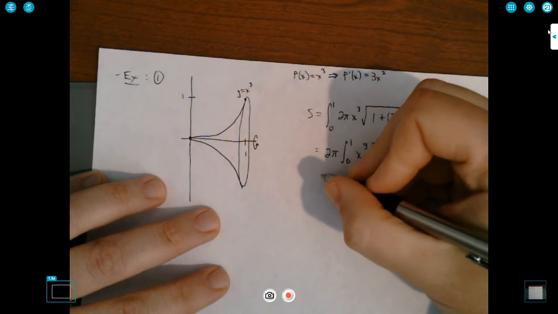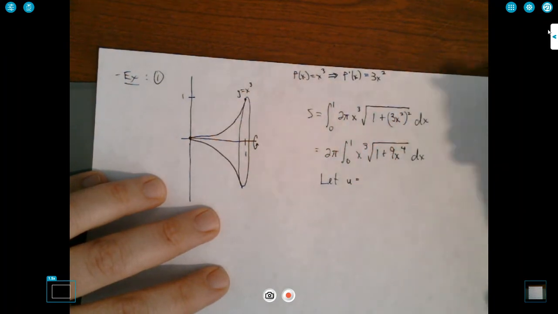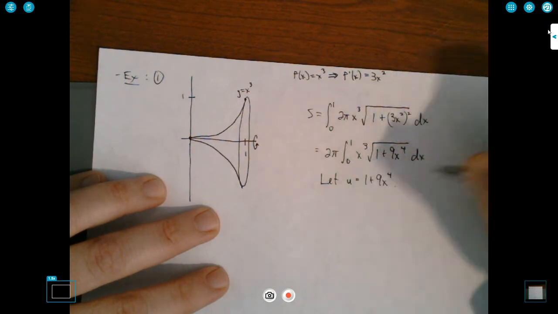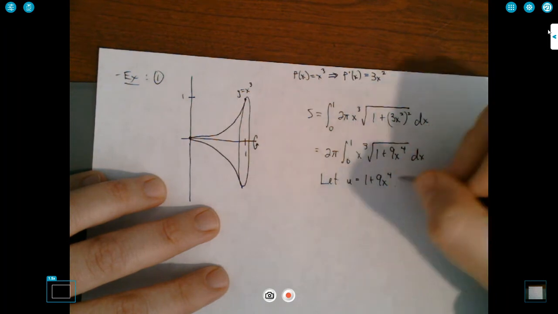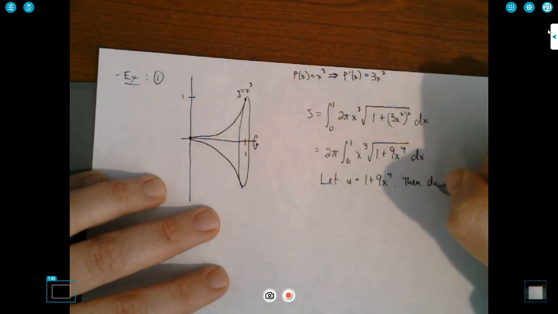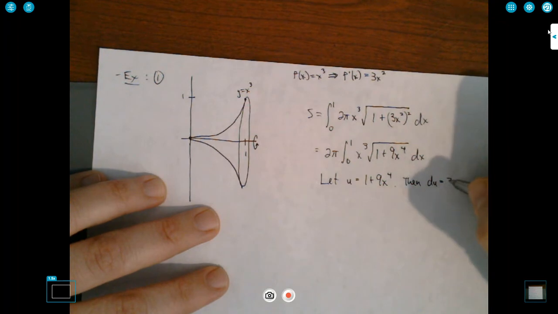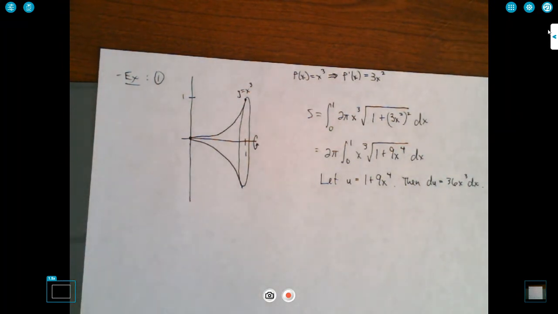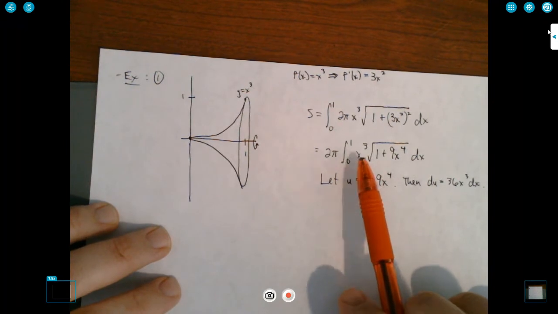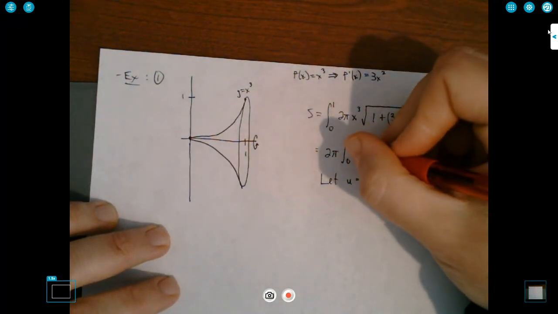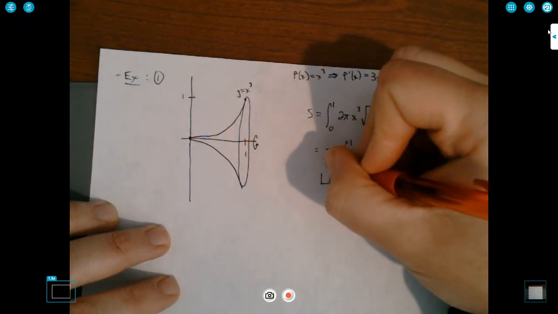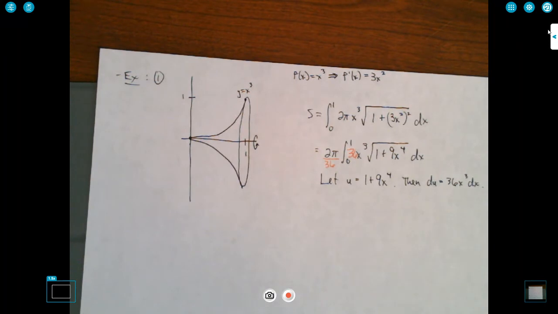I'm going to let u be 1 plus 9x to the 4th, right? And so then du would be 36x cubed dx. Okay, so I don't have a 36x cubed, but I do have an x cubed. And I can force it to be a 36x cubed, right? As long as I offset by a 1 over 36 there on the outside.